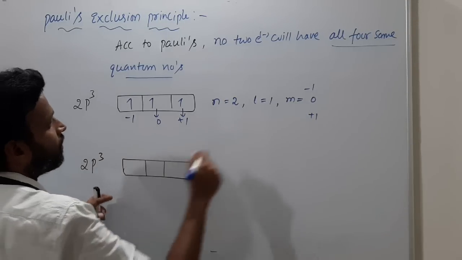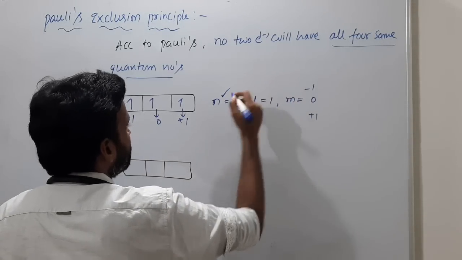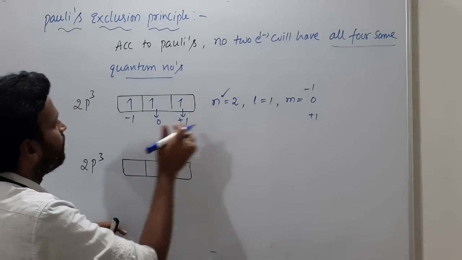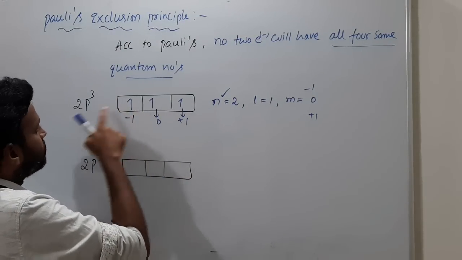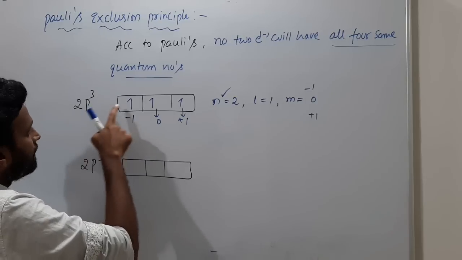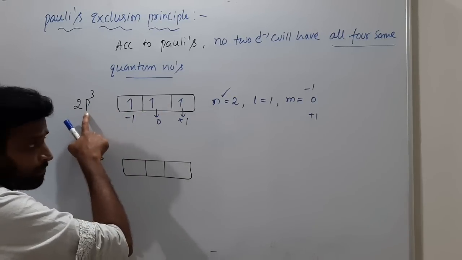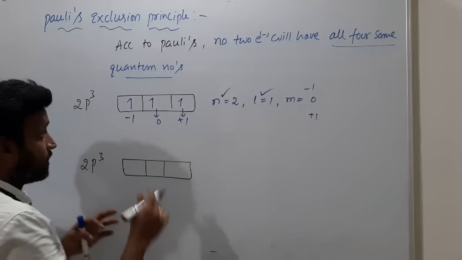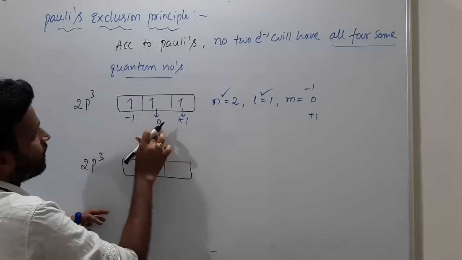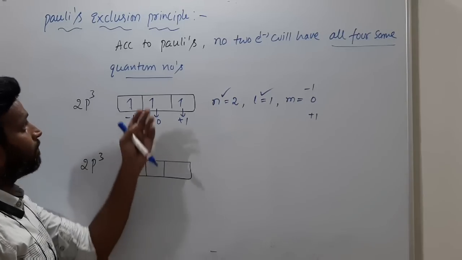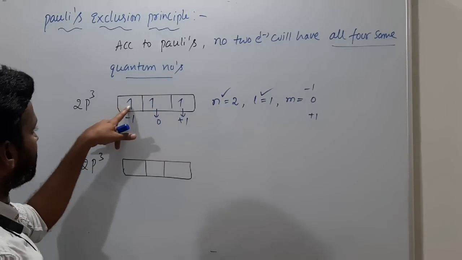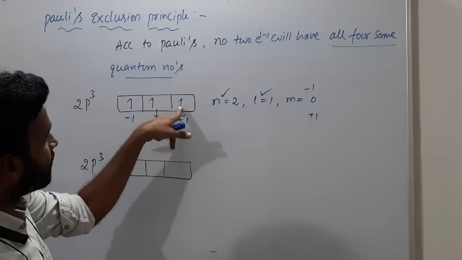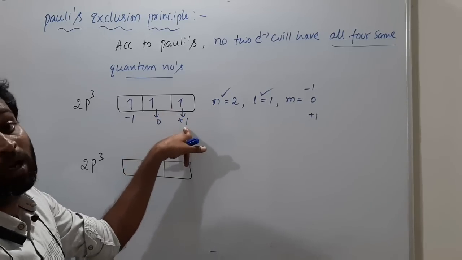So here if you see, for these 3 electrons, n value is same, l value is same, because all 3 electrons belong to second shell, all 3 electrons belong to p subshell. So for these 3 electrons, this and this is same, but magnetic quantum number is not same. Spin is same, but at least one quantum number is different now. For this electron, magnetic quantum number is -1. For this electron, it is 0. For this electron, it is +1.